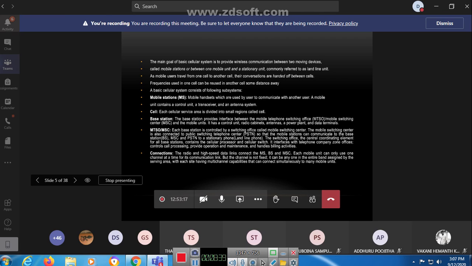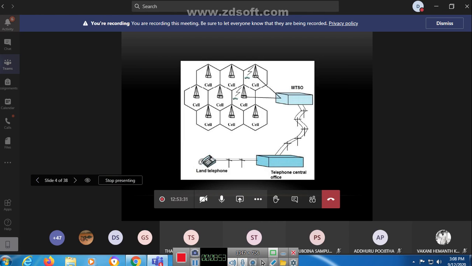So that is the mobile telephone switching office. So another one is the connections. Do you remember what the connections are? These are the cell, base station, mobile telephone switching office and central office. So these are the important terms in your cellular mobile system, for the basic requirements also. Okay, next one.